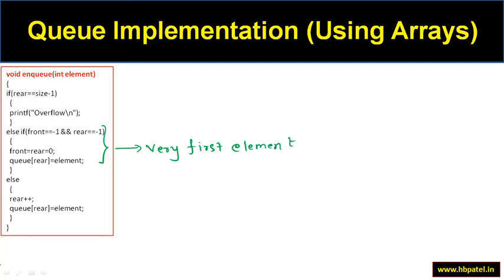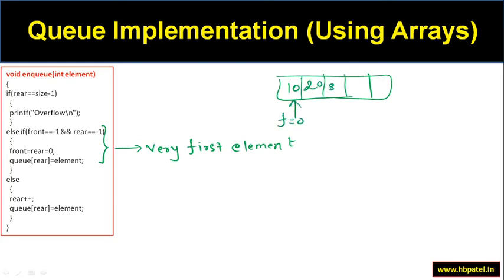Now we have another situation. For example, we have a queue like this, having the same size 5. Let's say front and rear are initially set to -1. Let's say now 10 is inserted. So now this is front, front equals 0. Then 20 is inserted, 30 is inserted, 40 is inserted, and now 50 is also inserted. So now rear equals 4, or rear equals size -1. So this is the situation.